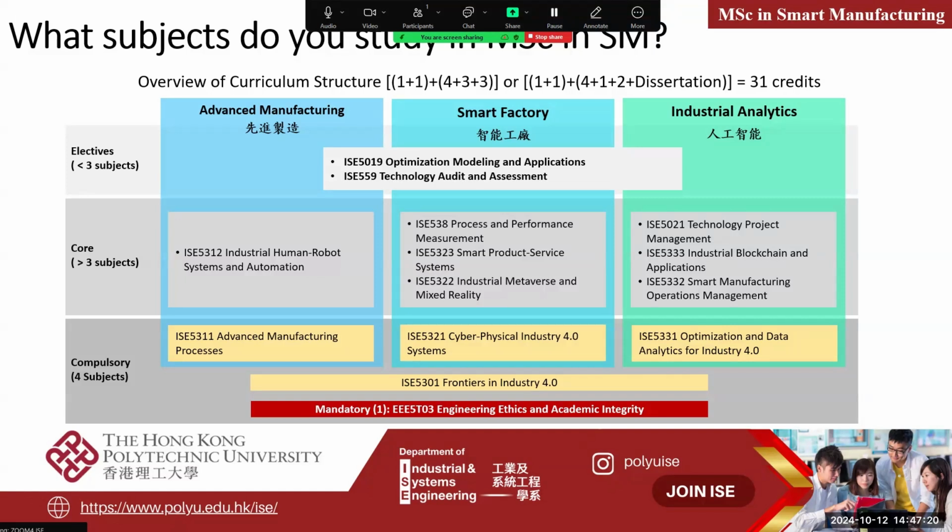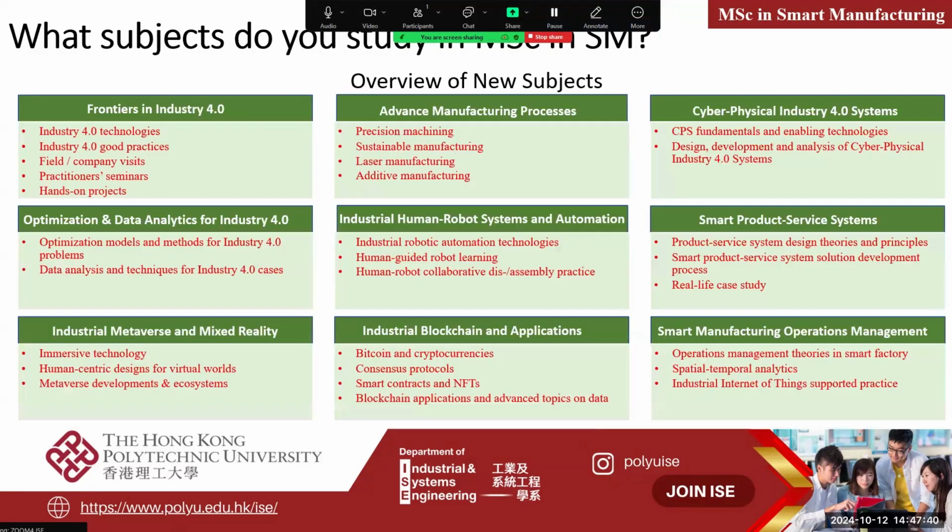And also if you like robotics, our program also provides the industrial human-robot system course to let you know how to work with robotics, and also how the robotics will assist with your operation. So you are the guys to design their logic. This is the course structure.